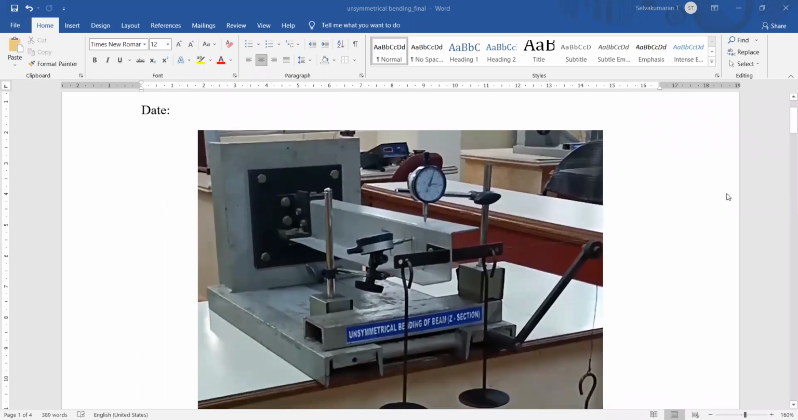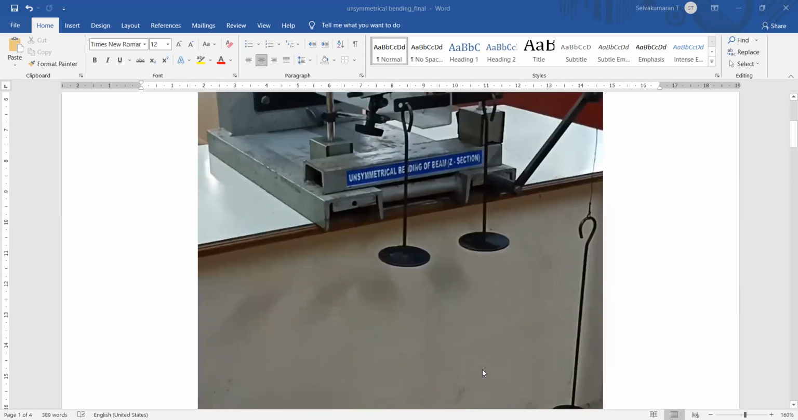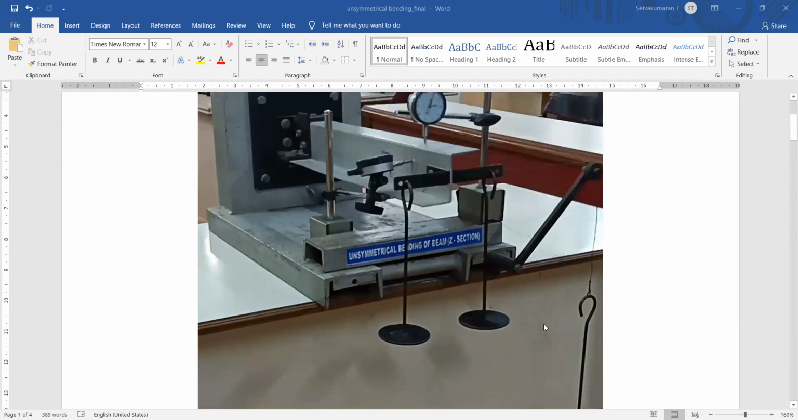The picture shows the experimental arrangement of a thin-walled Z section, whose thickness is constant. One end is fixed, so I can call it a thin-walled Z section cantilever beam. We are going to determine the position of the neutral axis for the given Z section when it is subjected to vertical loading as well as horizontal loading.